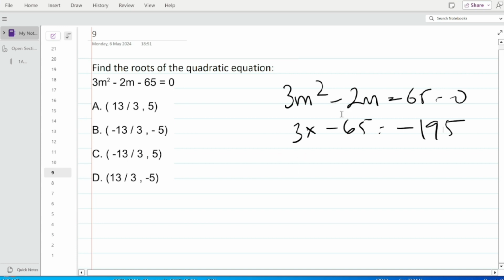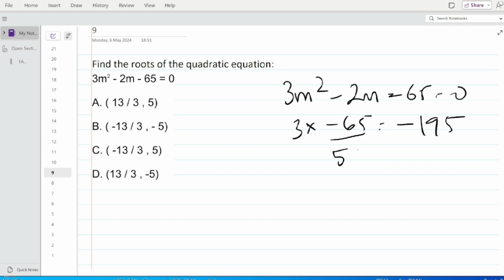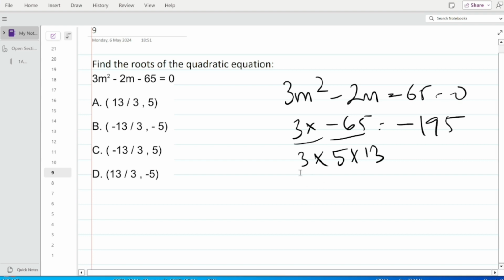So for us to find the two numbers, we can do it with a shortcut. This 65, we can break it down into two numbers: 5 times 13 will give us 65. Then we'll still have this 3 times. This is a shortcut to doing it. Let's just see how we can combine this. We can do 3 times 5, that's 15, and 13. So we have 15 times 13 will give us 195, and the difference between these two numbers is 2.